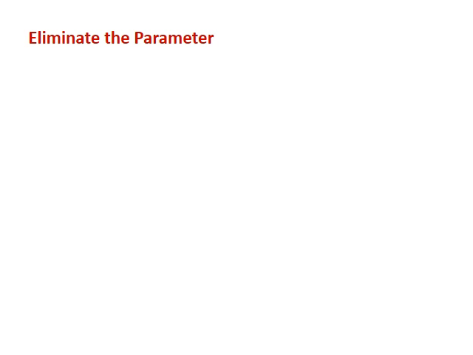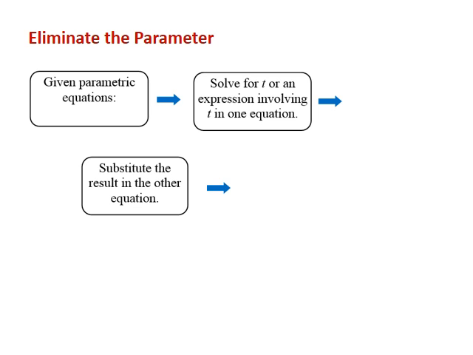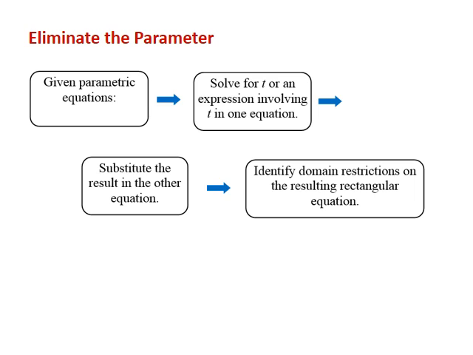Now, sometimes it is helpful to eliminate the parameter. The reason we would want to eliminate the parameter, which again is often t or time, is so that we can convert these parametric equations to an equation with rectangular coordinates, or x and y only, so that it's something more familiar. And these steps will tell us how to eliminate the parameter.